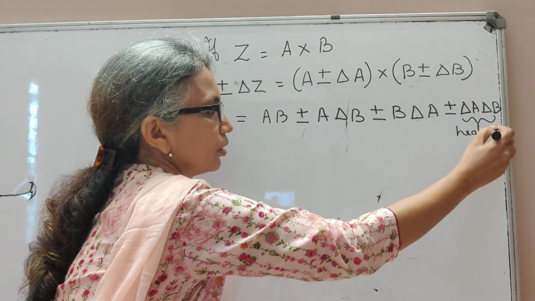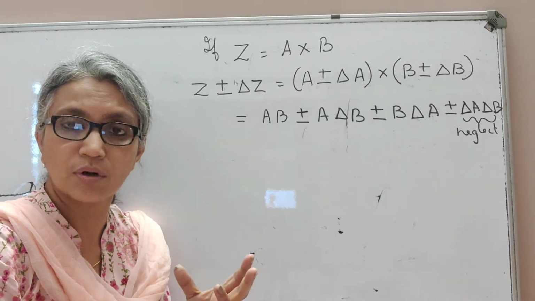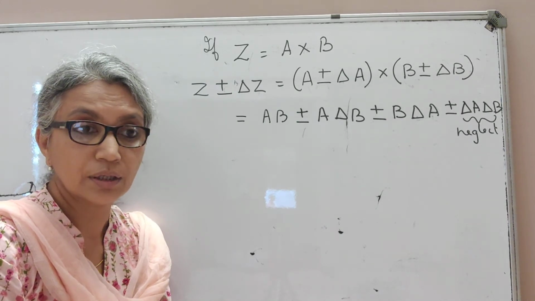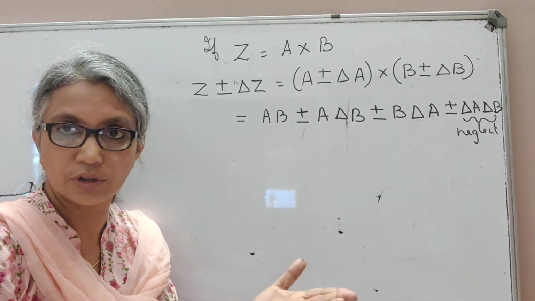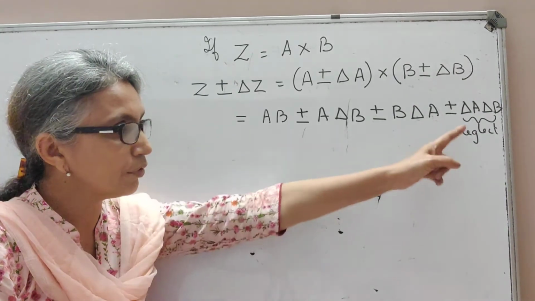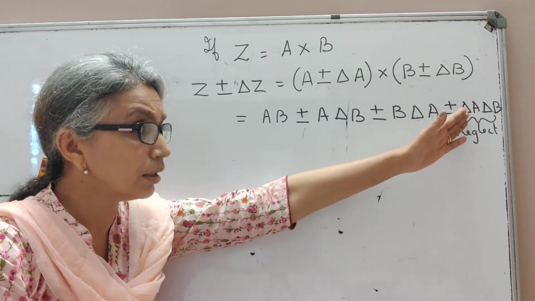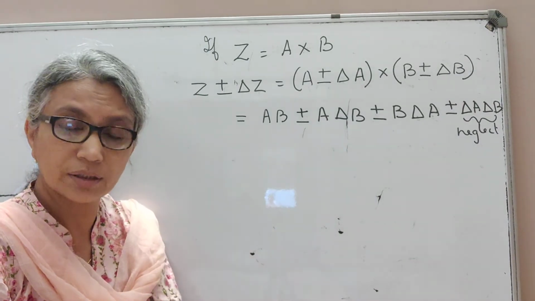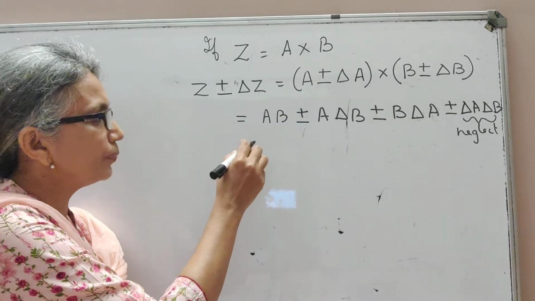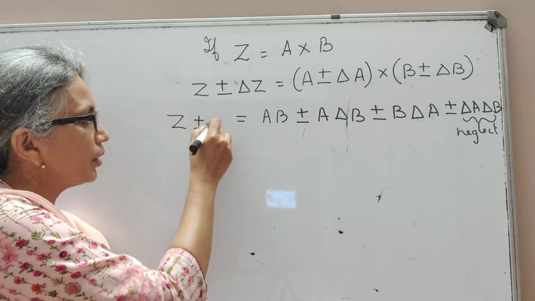Why? Because delta A and delta B are very small. So if you multiply two quantities which are small already, then you're going to get a result that is even smaller. For example, suppose you multiply 0.1 into 0.1. You're going to get 0.01, which is even smaller than the two readings. So whenever you multiply two small quantities, you can neglect that final answer, because delta A into delta B will be even smaller than delta A and delta B. So neglect that term. So we have here Z plus or minus delta Z.